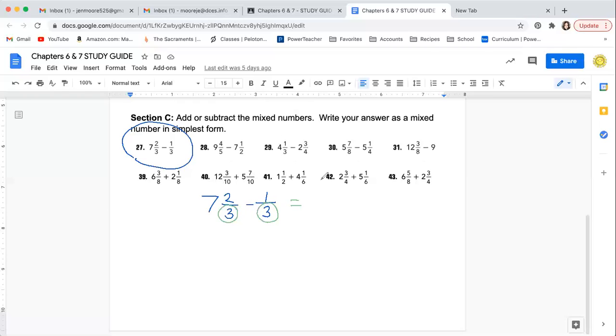What would 7 minus 0 be? Just 7. And then I go and subtract the numerators, right? And keep the same denominator. 2 minus 1 is 1. Keep that denominator of 3. So 7 and 1/3 is the answer here for 27. That one was pretty painless, wasn't it?